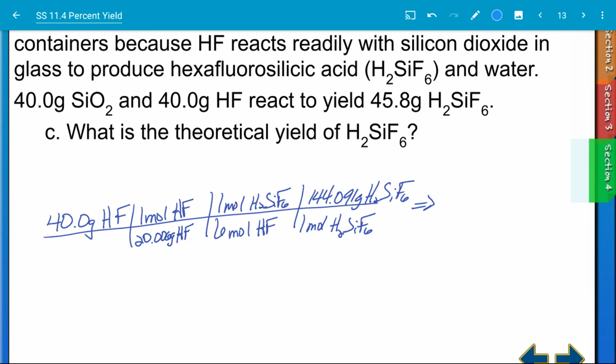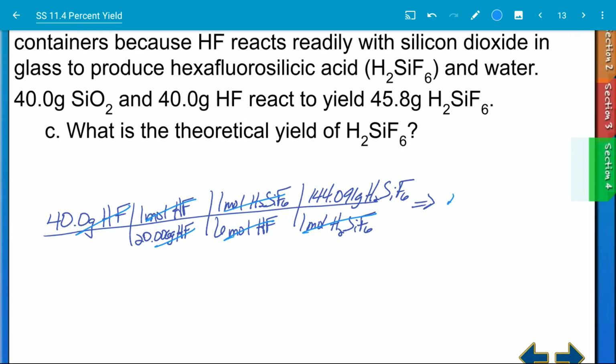My grams of hydrofluoric acid cancel out, moles of hydrofluoric acid cancel out, moles of hexafluorosilicic acid cancel out. Now I'm left in grams of that acid. So 40 divided by 20.006 equals this, divided by 6 equals that, multiplied by 144.091. I get 48.01. 3 significant figures is 48.0 grams of H2SiF6. Okay, so my theoretical yield is 48 grams. In theory, that's how much I should get.